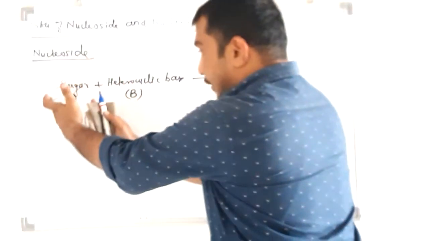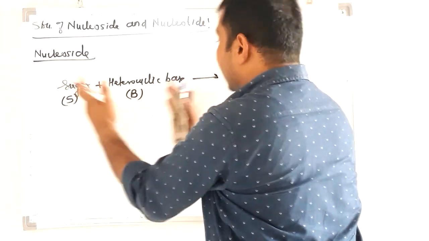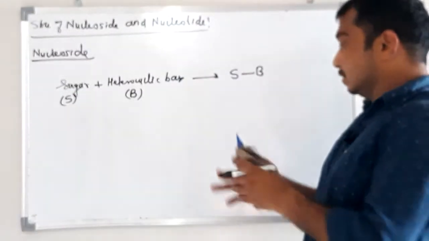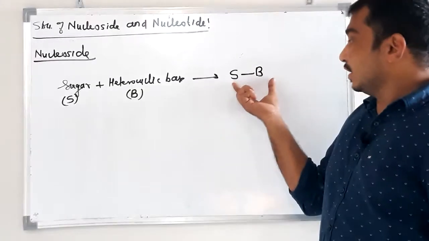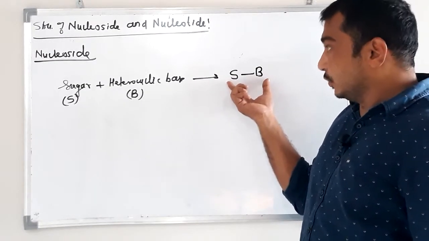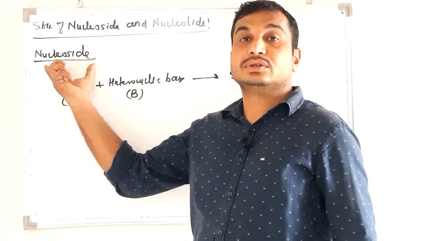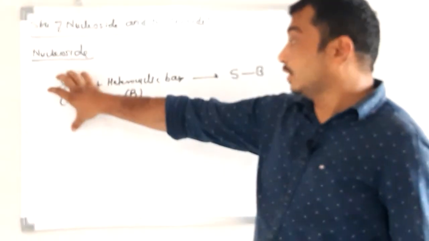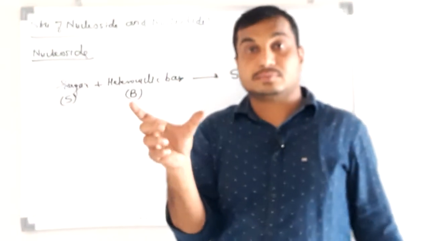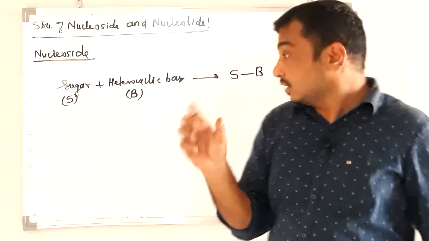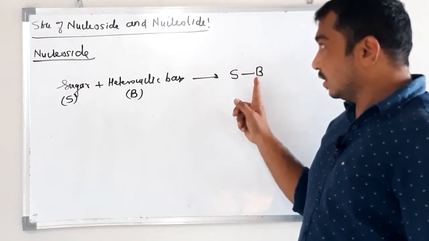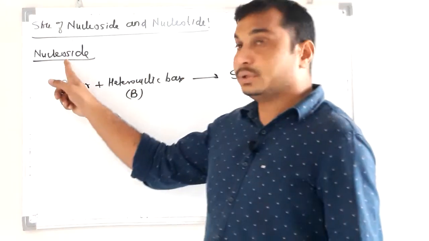So, sugar molecule and heterocyclic base combine, this type of bond forms, and that chemical moiety or chemical unit is known as nucleoside. What is nucleoside? In nucleoside formation, sugar molecule and heterocyclic molecule combine together, that will form this type of unit, chemical substance or chemical unit, that is called nucleoside.